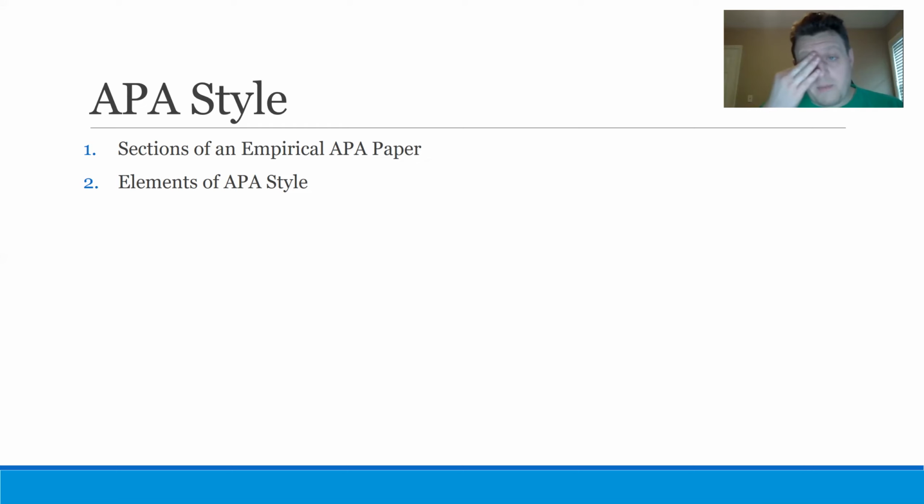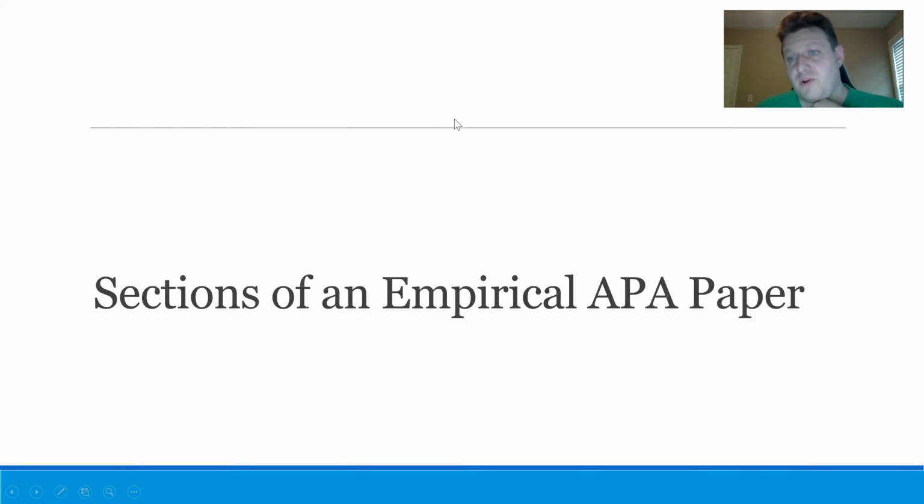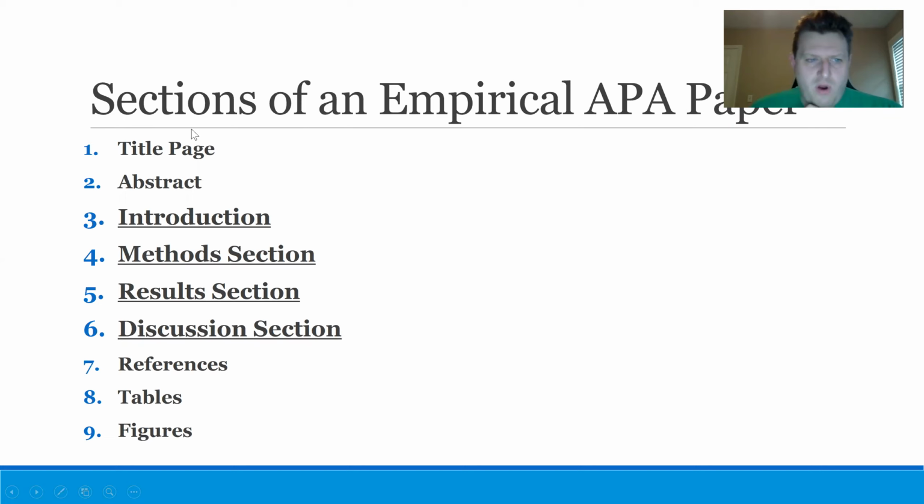All right, and then we're going to talk about specific elements within APA style that are important for you to understand. All right, so specific elements of APA style, writing a scientific paper that you need to be mindful of when you're writing these things. Okay, so let's get started. So sections of an empirical APA paper. So here are some of the major sections here. We've got the title page, the abstract, the four biggest parts of an APA style paper, and the four that we're going to spend the most time looking at are the introduction, methods, results, and discussion.